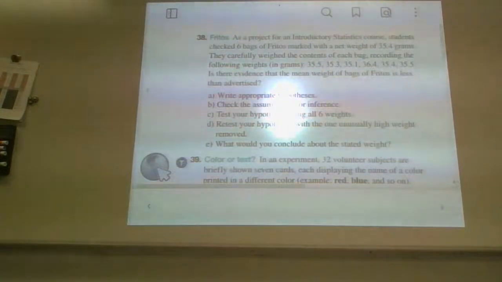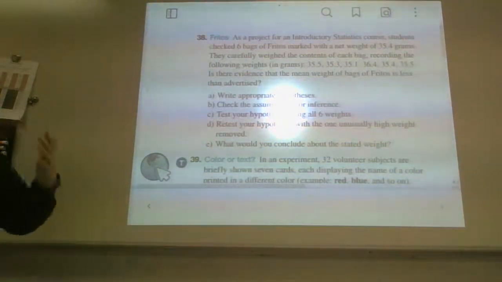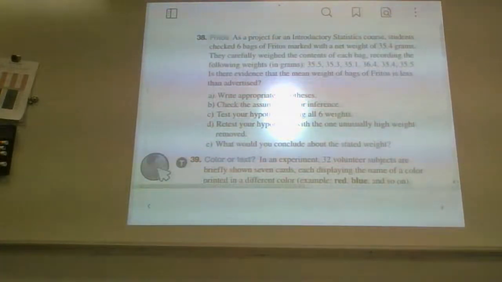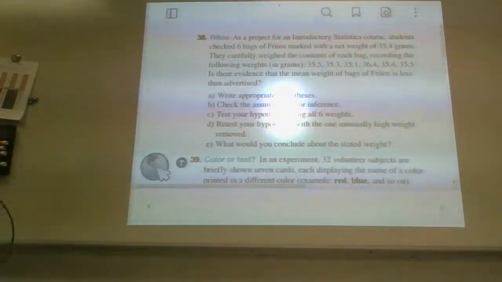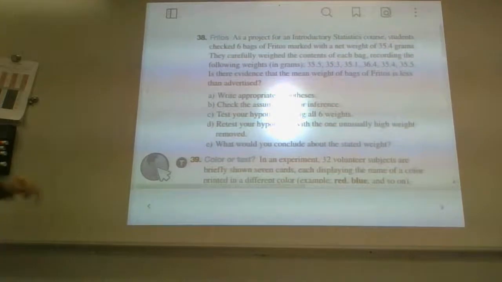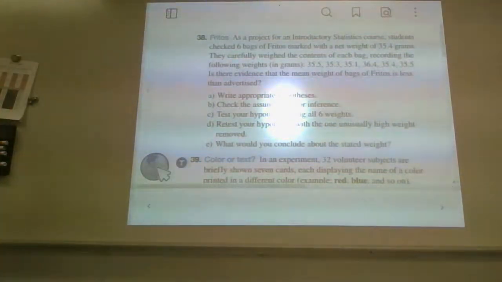As a project for an introductory stat course, students checked 6 bags of Fritos marked with a net weight of 35.4 grams, meaning on the bag itself, they have that little net weight in the bottom corner printed, and they say, well, it should contain 35.4 grams. They carefully weighed the contents of each bag, recording the following weights in grams. Is there evidence that the mean weight of bags of Fritos is less than advertised?